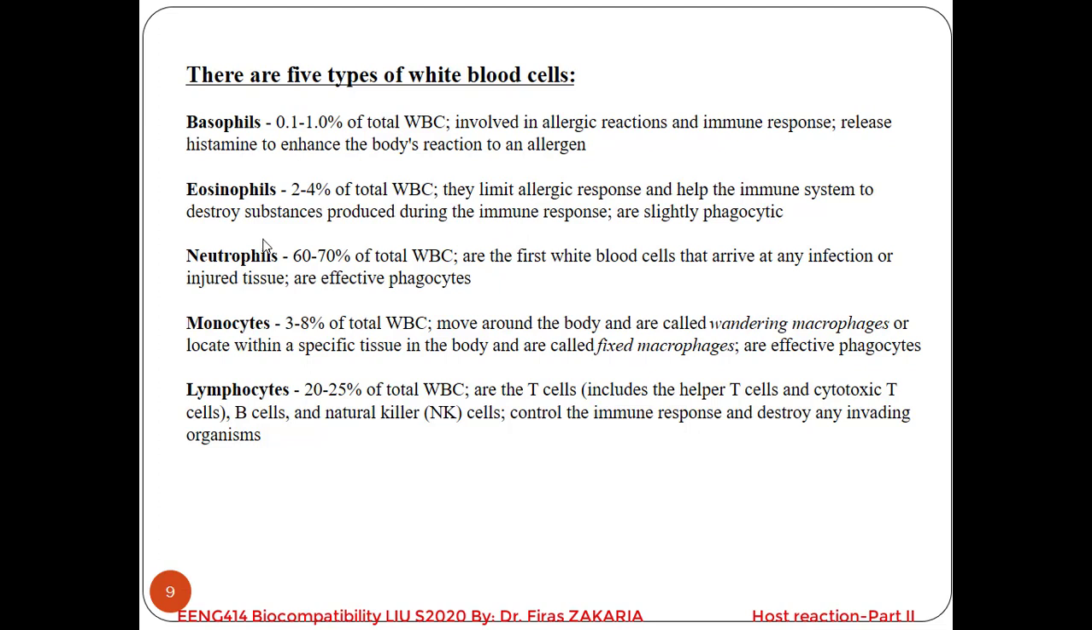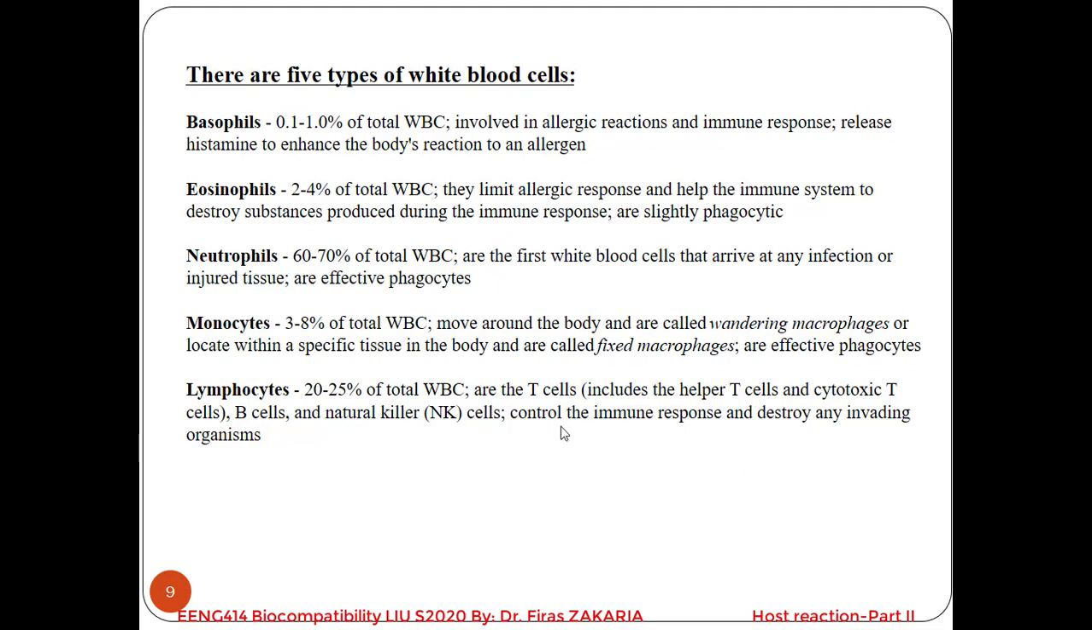Then monocytes are also effective phagocytes. هنحكي مع المونوسايتس بالتفصيل بعدين. lymphocytes كمان هني جزء من الوايت blood cells account between 20 and 25%، وهني عبارة عن T cells, B cells and natural killer. We will see the function of each during this lecture.